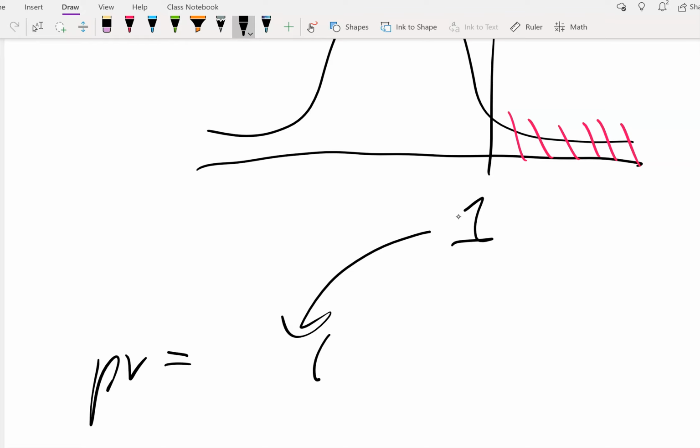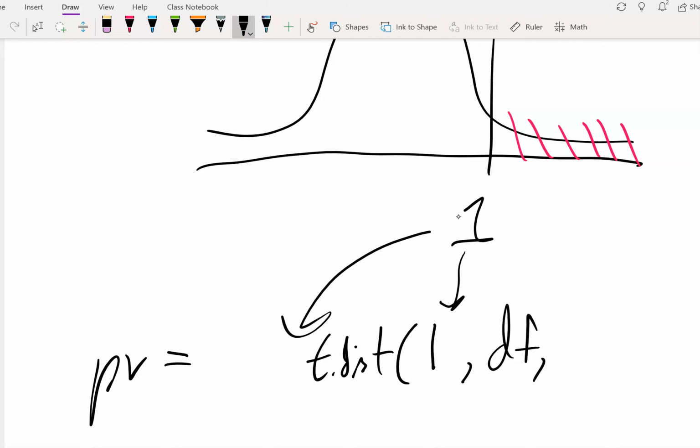See, T.DIST will give you the area below any x-bar. So whatever number you put in, 1, it'll find it. You just need to tell it degrees of freedom to know what curve to use and to do the integration. So that's the one that matches that. But that finds the area below. When you do T.DIST, it does the area below. You don't want the area below, you want the area above, and that's why it's 1 minus. It's 1 minus because that's the red. If you just did T.DIST, it'd give you the area below. That's just something you got to learn.